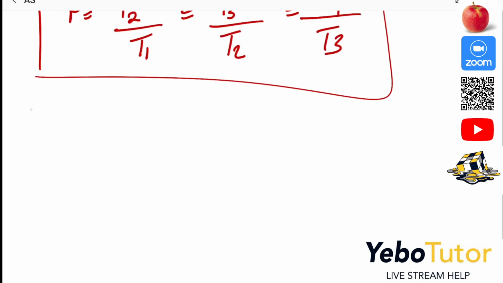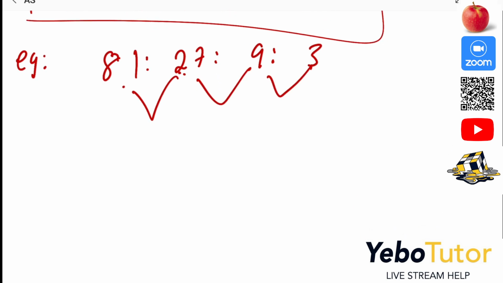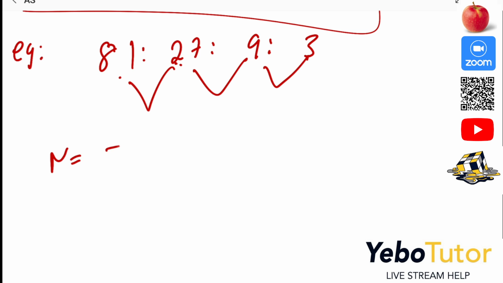Just making a typical example, e.g., if we are given this sequence: 81, 27, 9, 3. Now they say calculate the constant ratio which we have in this sequence. So the constant ratio, which is illustrated by r, is just going to be T2 divided by T1, T3 divided by T2, and the same thing goes. So your constant ratio will be equal to T2 divided by T1, which is equal to 27 divided by 81.